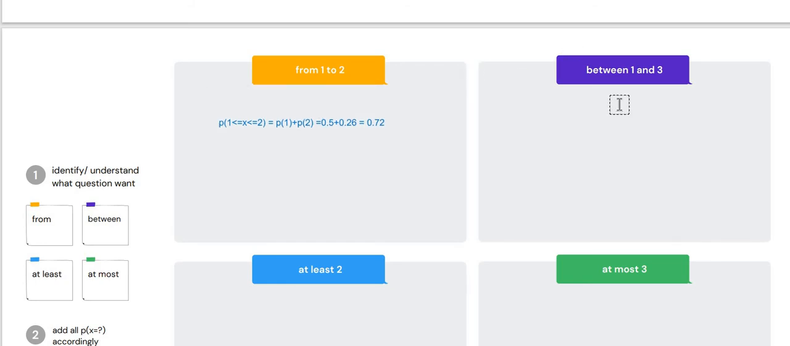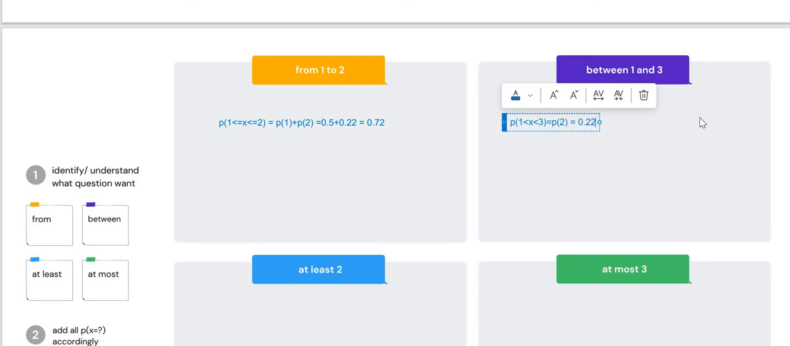Now we go to B, between. Just now I said that 1 and 3 are not included, so it is just less than; there is no equal symbol there. The X must be between 1 and 3. Therefore, the probability is 0.22.